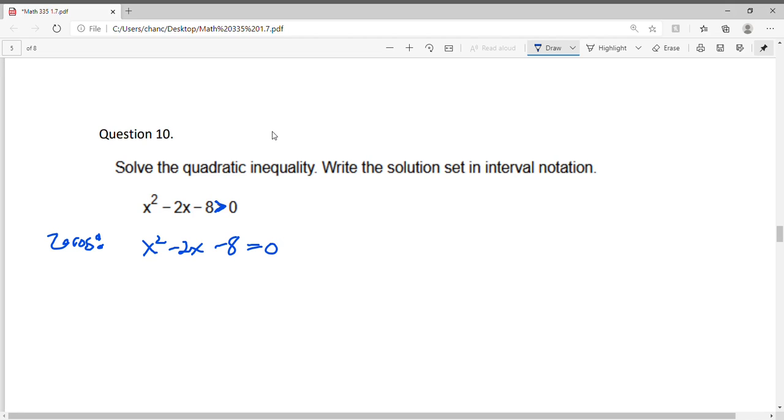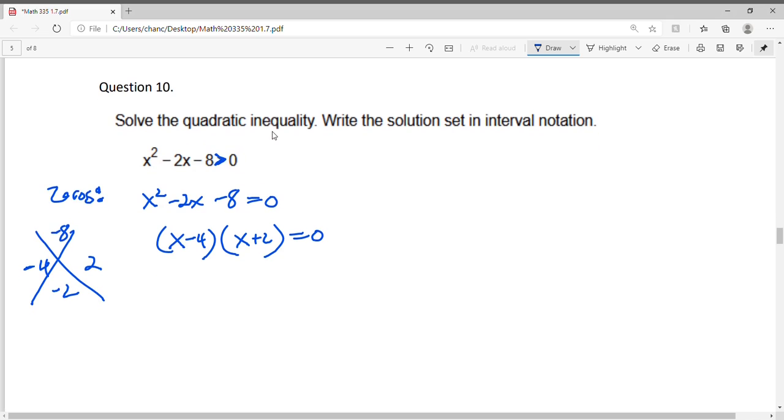And so we have, this does factor as 4 and 2. We have a -4 and a +2. So this is x minus 4 times x plus 2 is equal to 0. So here's my two zeros. X is equal to 4 or x is equal to -2. Now from here I'll do my number line.